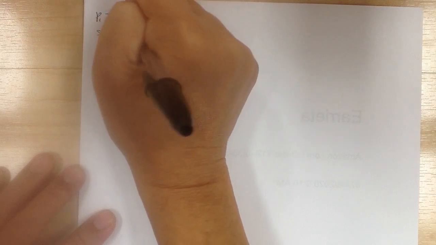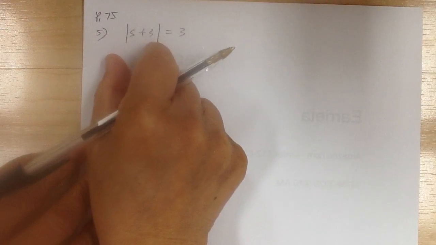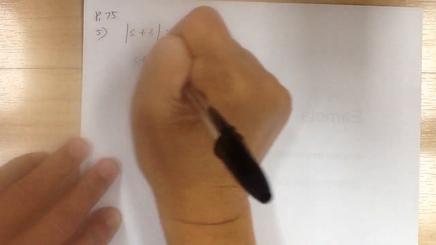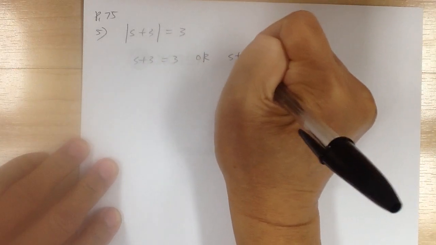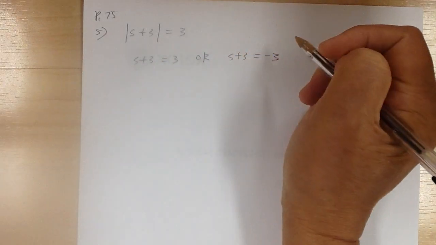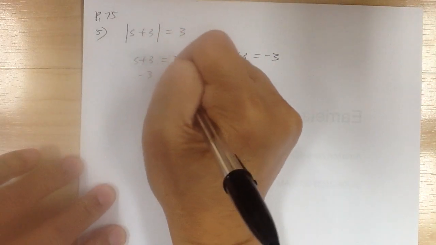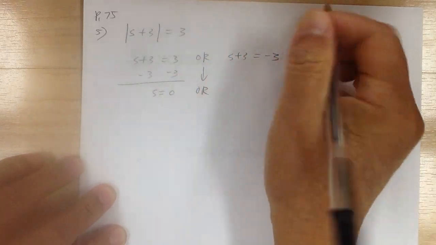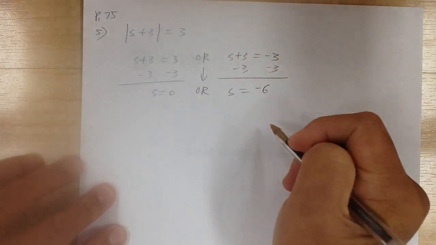Okay, number 5, you have absolute value of s plus 3 equal to 3. Okay, so you have absolute value by itself, so now you're going to separate into two regular equations. You got s plus 3 equal to 3, or s plus 3 equal to negative 3. And from here you can go and solve, so minus 3 on both sides, so you got s equal to 0, and follow through with your or, and this one you can minus 3 on both sides, so you got s equal to negative 6.